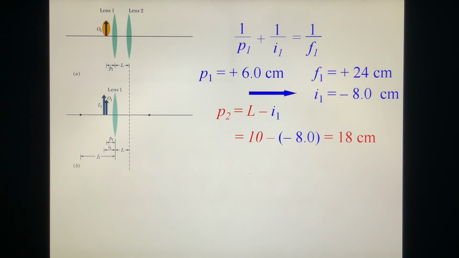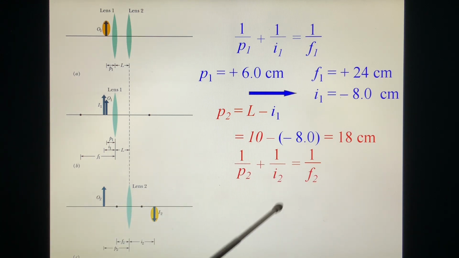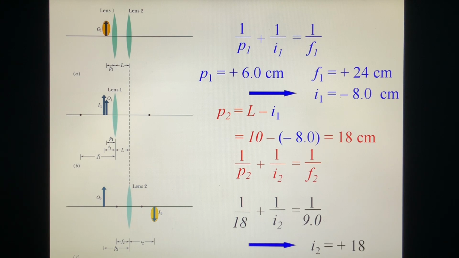Then we have a second one. P2, well, 1 over P2 plus 1 over I2. So we know P2. Okay, we know F2. We can find I1. So get I2, good, 18 centimeter. So it will be this way, direction. It's positive number. It's on this side. So it's upside down image, okay?